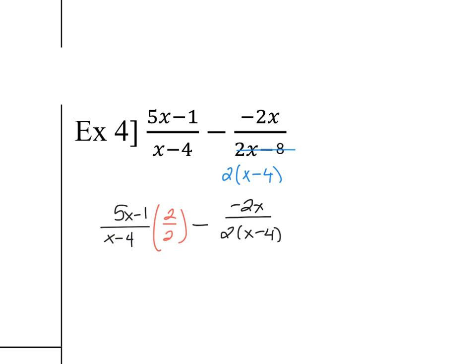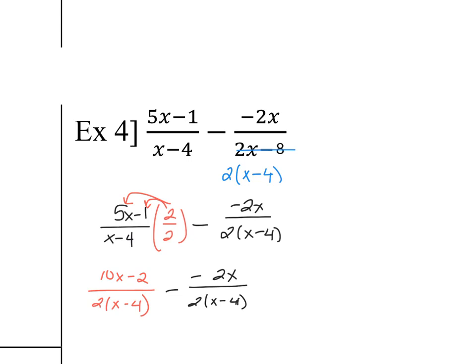Now when you multiply, 2 times 5x is 10x, 2 times negative 1 makes negative 2. In this case, we have 2 parentheses x minus 4. Leave the denominators in factored form the entire time. Only multiply in the numerators because the numerators may be able to factor and possibly cancel, but the denominators are already as low as they're going to get, so leave them alone in factored form. So now let's drop down our other one, minus negative 2x over 2 times x minus 4.